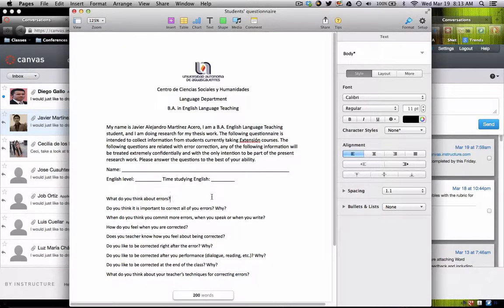I'm not sure what you're referring to with regard to time studying English, if this is referring to the teacher or the student. I'm assuming the teacher, but you might ask questions like how long they've been teaching, how long they've been at this particular institution. You might even include their gender, their age. It all depends on what information you find that you will include later in your analysis.